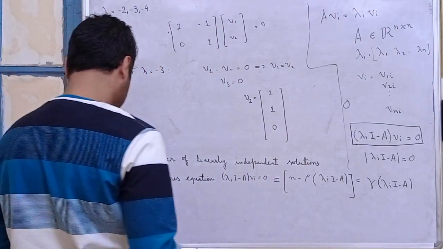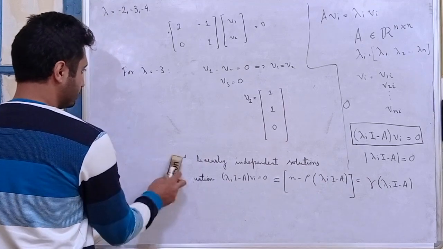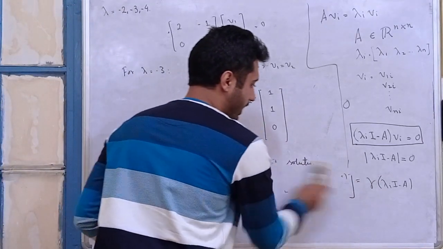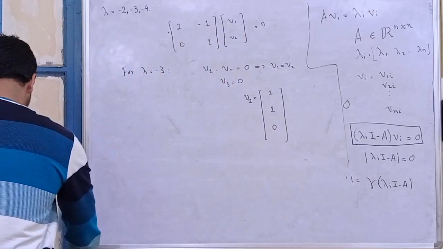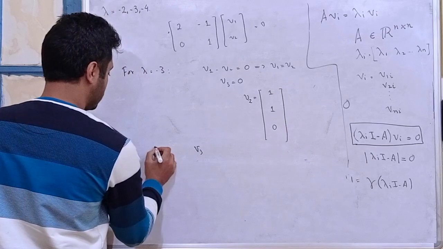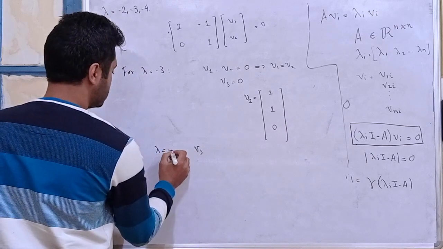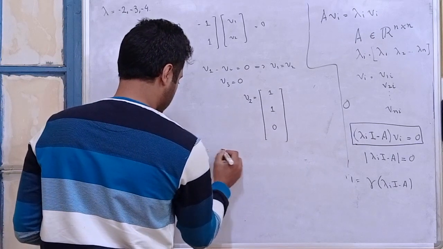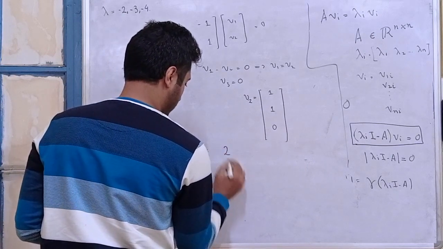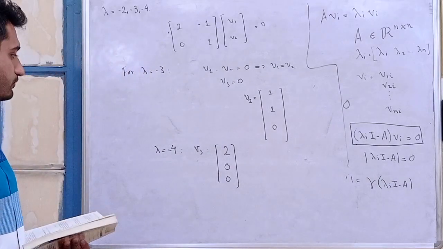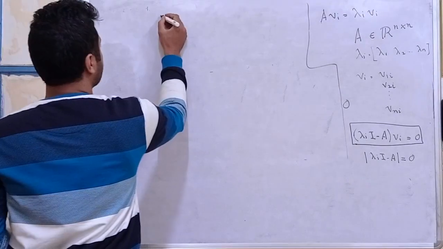This was by solving the state equations. Yes, let me also tell you what comes for -4. I'm writing the answer here as v3. This is for lambda equal to -4. You will get 2 0 0, so v3 is 0, v2 is 0, and v1 is 2.